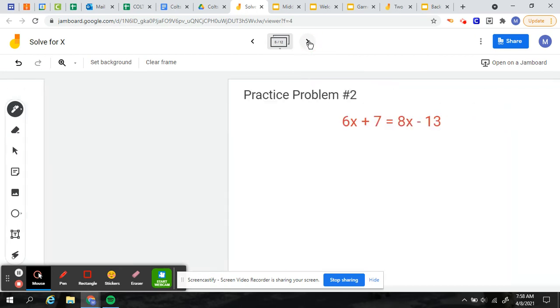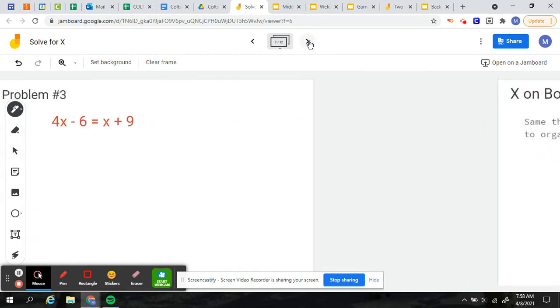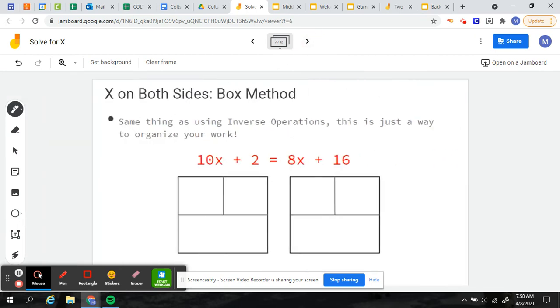You have a couple slides where you have practice problems going over that. But if you go to slide 7, you will see that there's another method for solving this. I will go ahead and tell you guys that this is usually what students end up using because it keeps your work a little bit more organized. We just call this the box method, but you're really doing the same thing.